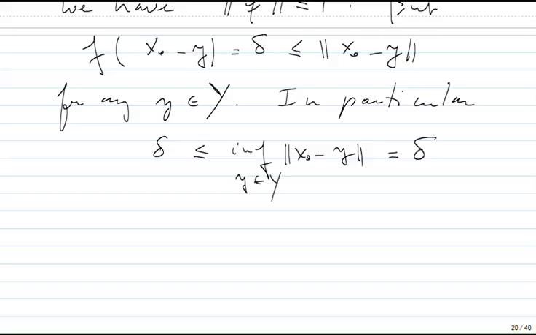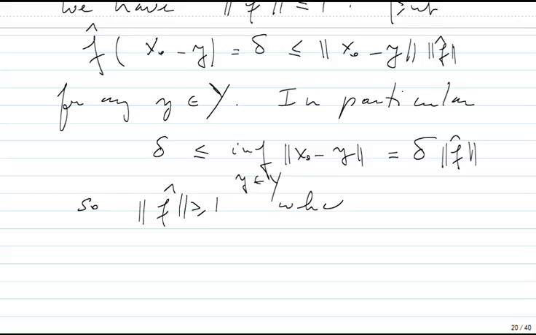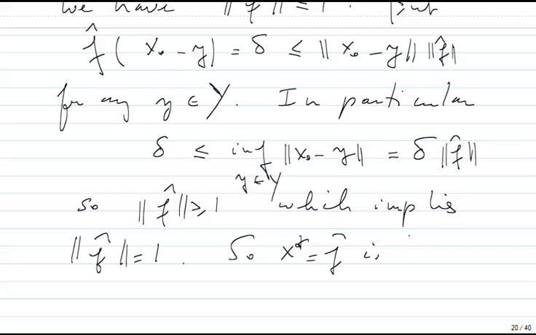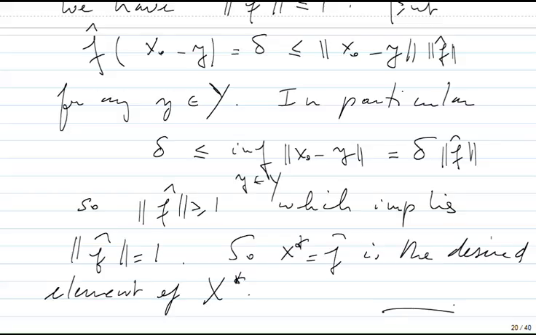Oh, I'm sorry here. Let's go back here. We need to put the norm of f hat. So since delta is positive, not equal to 0, the norm of f hat is greater than 1, which implies the norm of f hat is equal to 1. So x star equals f hat is the desired element of X star, as stated in the theorem.